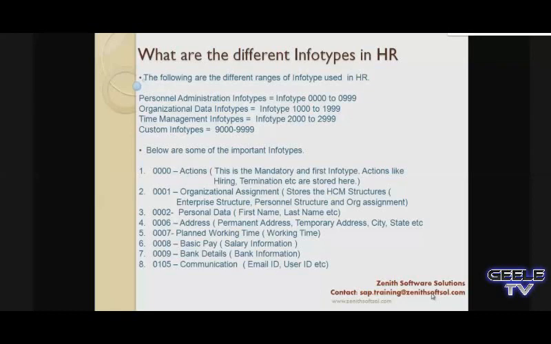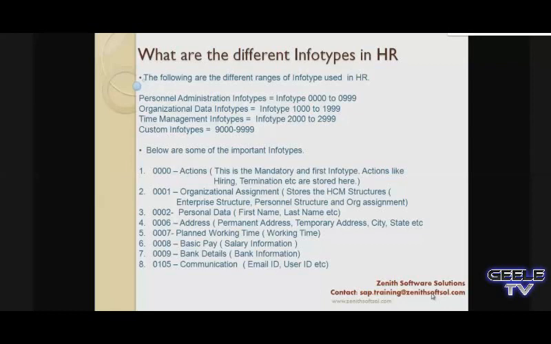What is a custom info type? Let me explain. In case the company is looking for an info type to meet its requirement, for some other purpose, and they cannot find that info type in the standard ranges which SAP has provided, then they go to the custom range, 9000 to 9999, and they create their own info type. So any info type which starts with 9 is a custom info type, meaning that the company has designed it for its own purpose. SAP has not delivered that info type for any purpose.